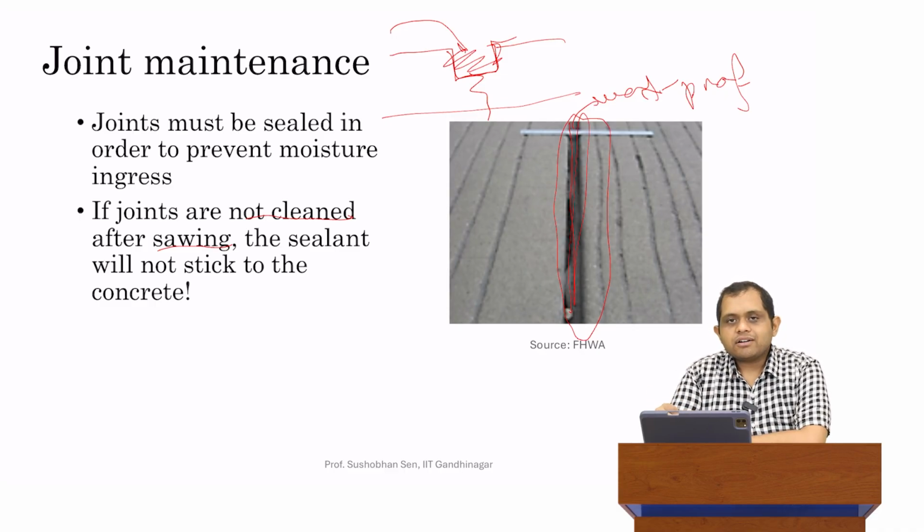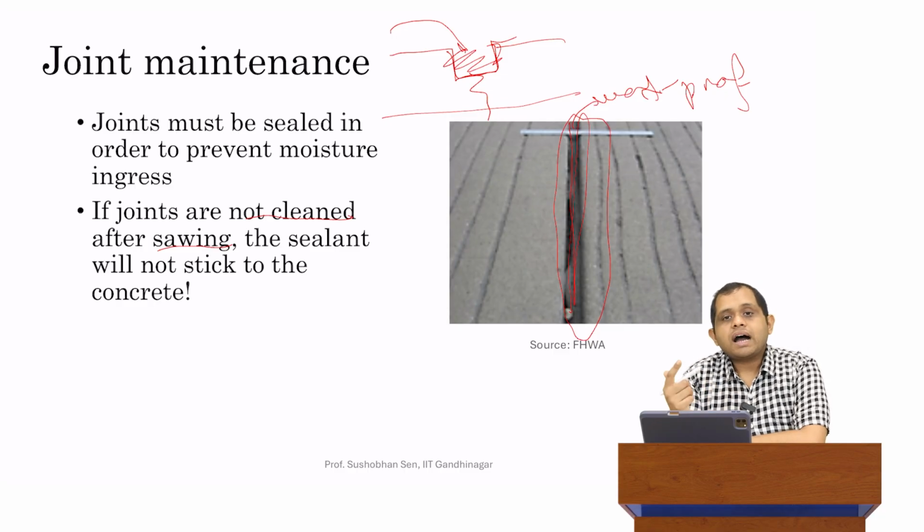So it's important that after the joint has been sawed, you have to use basically a vacuum cleaner, or you spray pressurized air on it. You spray air or use a vacuum cleaner kind of thing, and you get rid of the dust. After the dust is removed, then the sealant is applied.